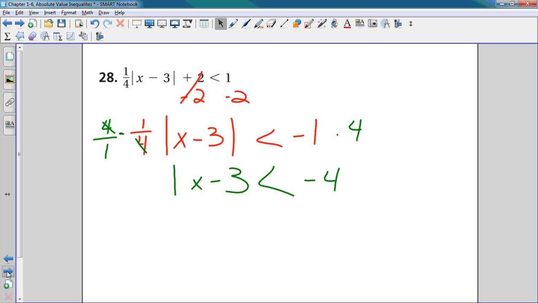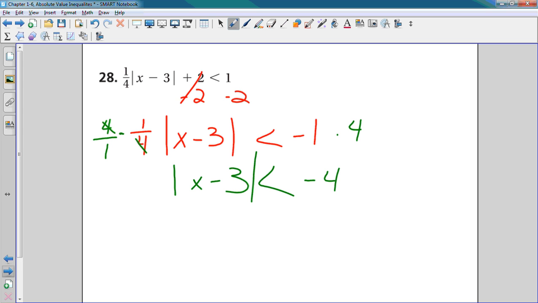Okay, now go back to your steps. Once your absolute value is isolated, first, before you go making case 1 and case 2, check to see, is that absolute value inequality even possible? Can we put anything in there for that x so that it's going to be less than -4?